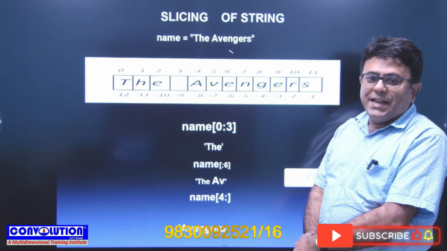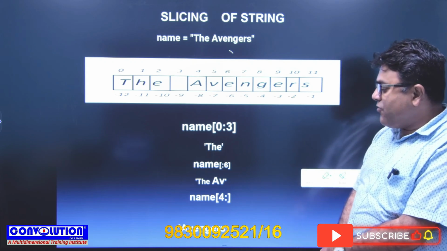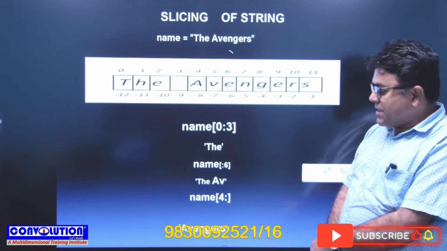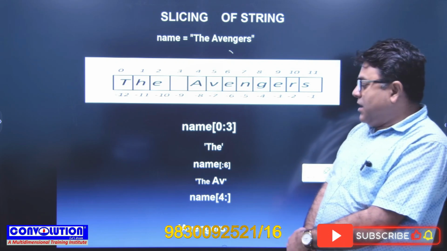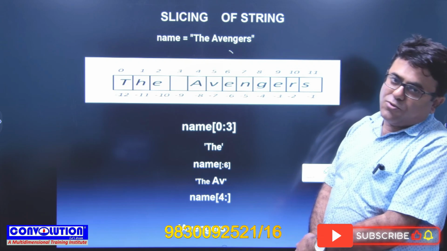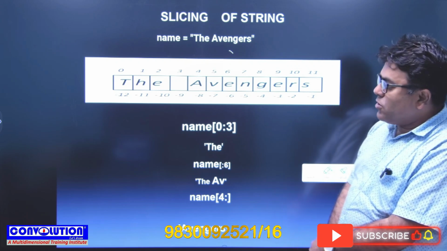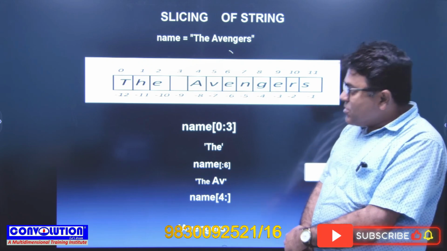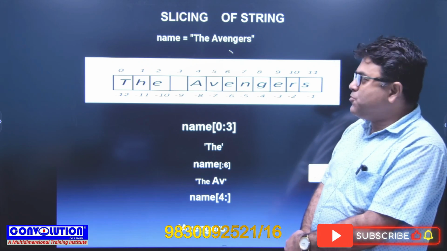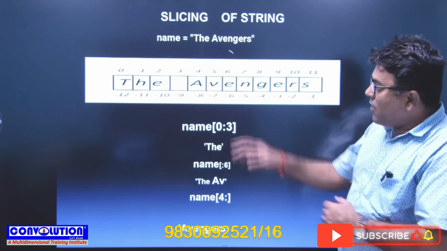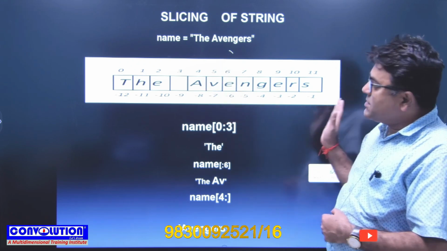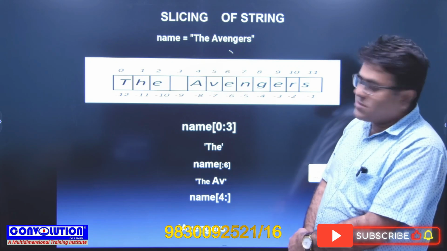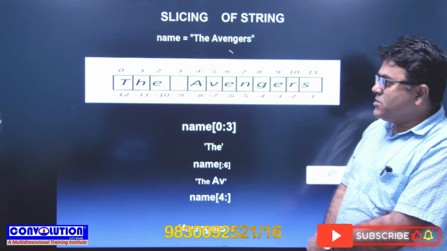Next, take another example: name, square bracket, 4 colon. What is the significance of this? In this example I am not specifying any value after the colon. Before the colon I said 4, which means I am going to start my reading from the 4th position, which is A, and after A, whatever characters we have, I am going to read everything. That's why my output is Avengers.